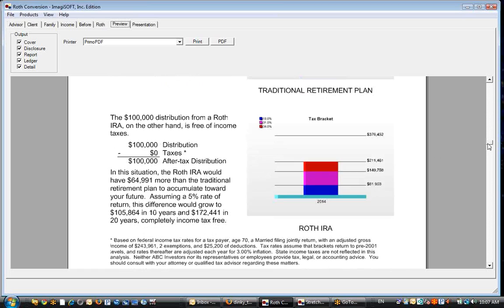Whereas if you had everything in a Roth, you just pull out the $100,000, don't pay any taxes. And so the Roth makes a huge difference because when you take the time value of money of that $65,000 in taxes, just at 5% return, in 10 years that makes another $100,000 difference, $172,000 in 20 years.